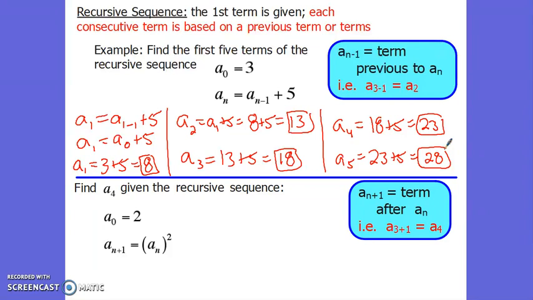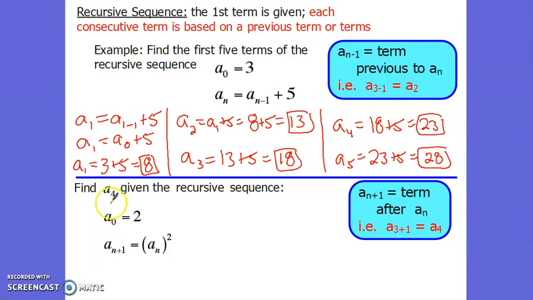Now, you can also write it as we did in the sequence down below. It's also a recursive sequence. Notice there, again, a sub 0 equals 2, but a sub n plus 1, so essentially the term one term after n, is equal to a sub n squared. So if a sub n is the term we're on, a sub n plus 1 would be the next term.